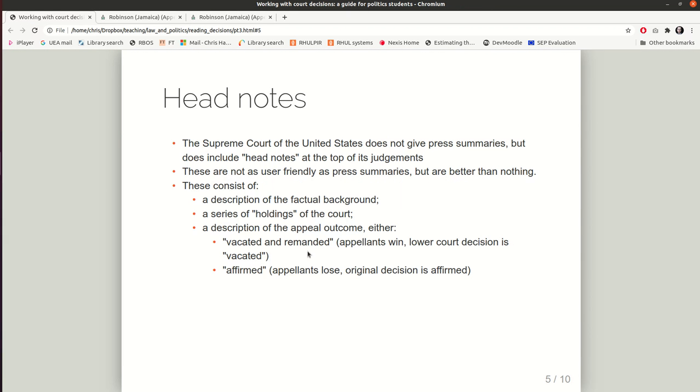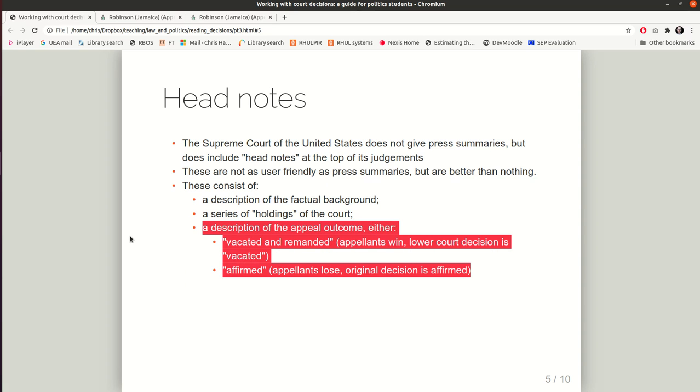For other courts, you don't exactly get a press summary, but you might get a short review of the main holdings in the case. So this is the way that the Supreme Court of the United States works. They don't give press summaries, but they give what are called head notes. And these are written for lawyers, and so they're not as user-friendly, but they'll give the factual background to the case, what the court held, and then most importantly for us, a description of the outcome using 2 particular forms of words.